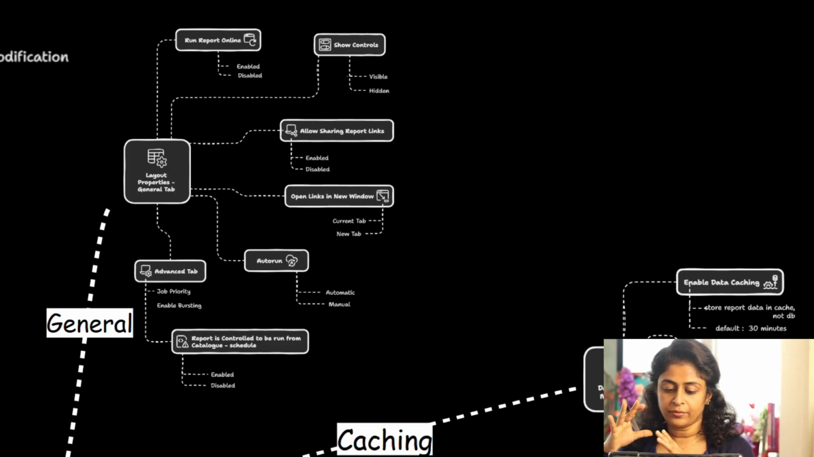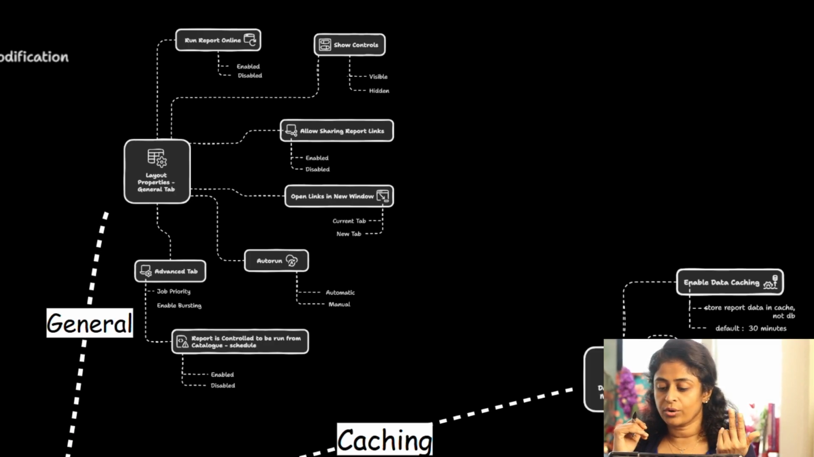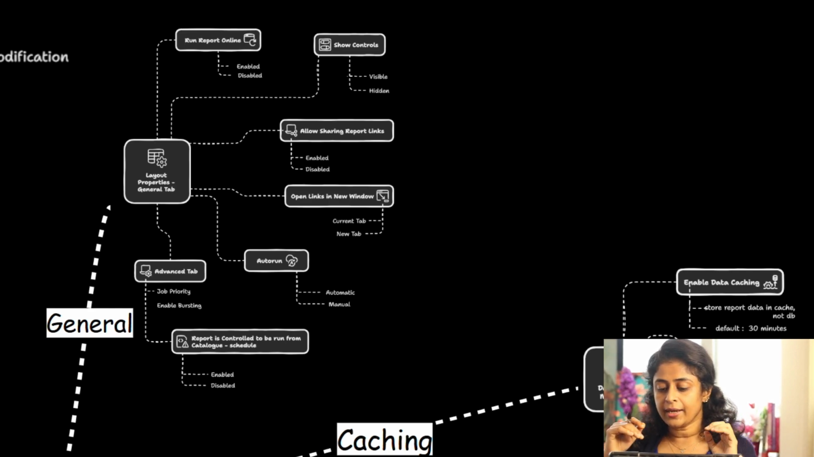Now let's move to the advanced property. Job priority lets you manage the critical reports by setting high, low, or normal priority. Enable bursting is essential if you plan to distribute the report via email or fax. This must be enabled before configuring the bursting control files.